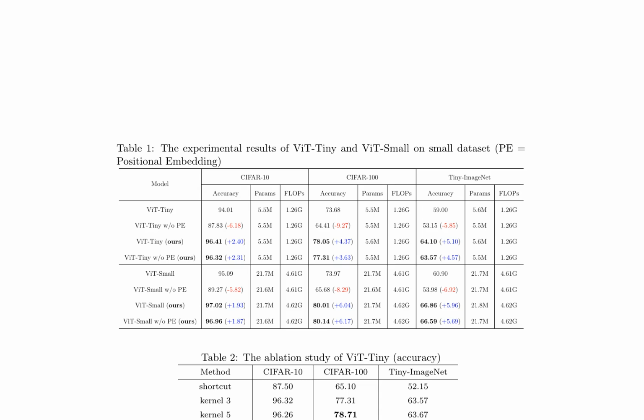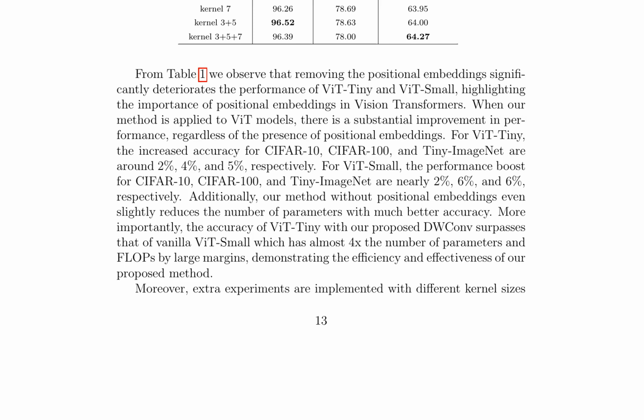Experimental results on small datasets demonstrate the effectiveness of the proposed approach in improving the performance of vision transformers, ViT, and CaiT models. Removing positional embeddings, PE, significantly deteriorates performance, highlighting its importance in ViT models. However, applying the proposed approach to ViT models achieves substantial improvement, regardless of PE presence. Ablation studies on ViT-Tiny reveal that using kernel sizes of 3 or 5, or a combination of both, achieves the best performance. The proposed approach also improves CaiT models, even without PE or layer scale and talking heads attention.